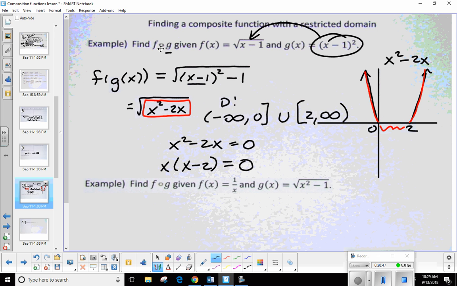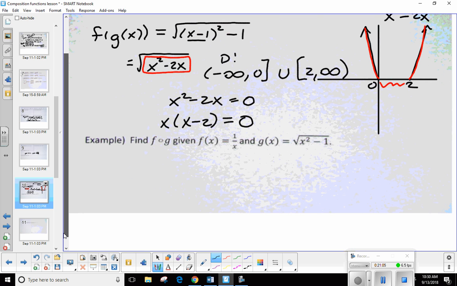Is everybody okay with how I reasoned my way through that? How I used the radicand to figure out where it was positive and negative? Okay. Oh, we got plenty of time still. All right. So let's try one on our own. Okay. Let's try this next one.